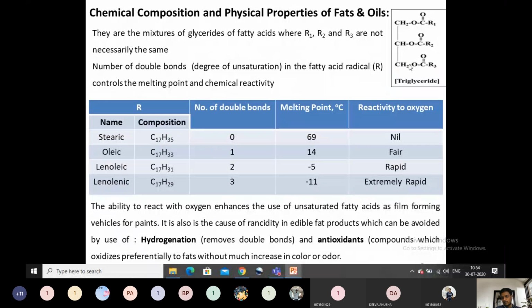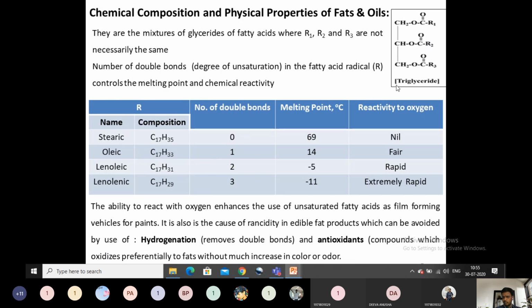Here you can see we have defined the triglyceride. A triglyceride is nothing but an ester of one glycerin molecule together with three fatty acid molecules. These are the three fatty acid molecules, and this is the glyceride backbone. To one glyceride molecule, the three fatty acids are attached. It is an ester of three fatty acids with one glyceride molecule, known as a triglyceride.